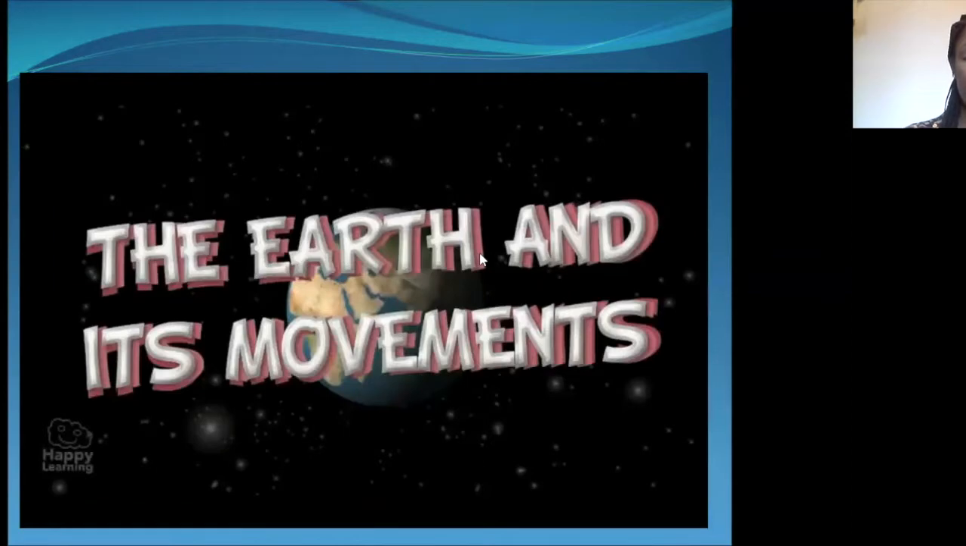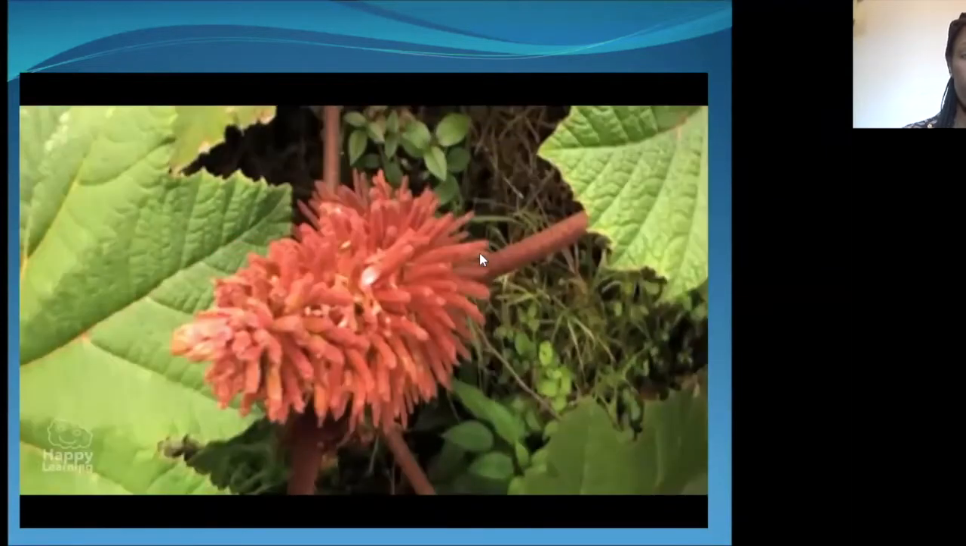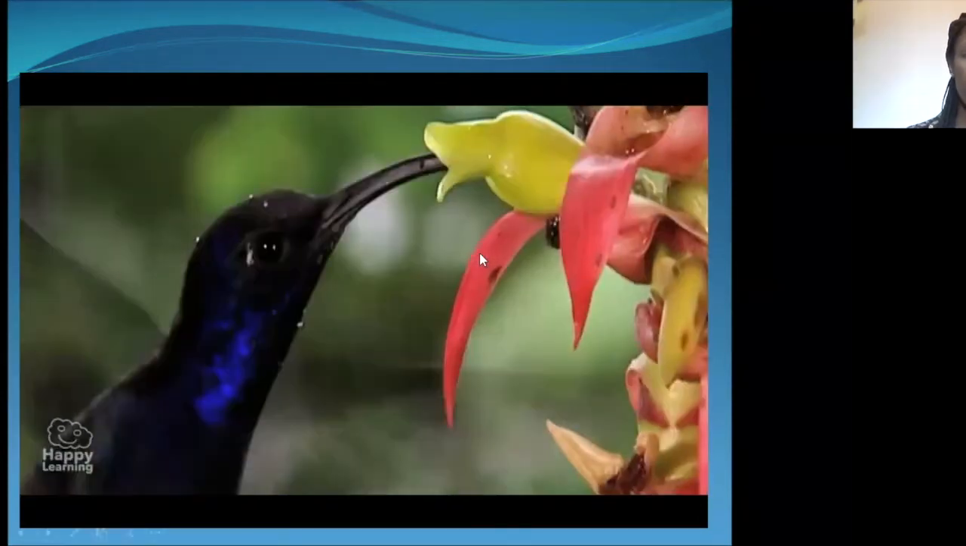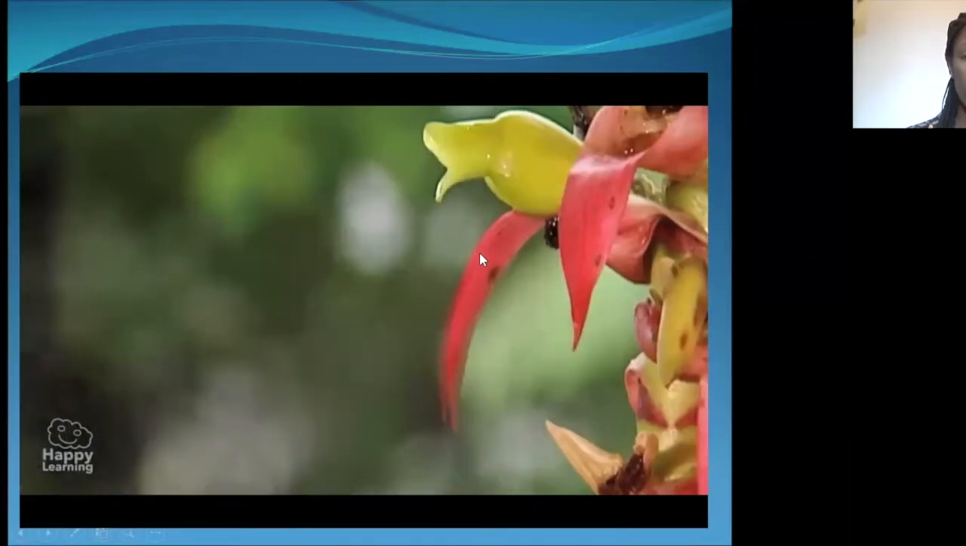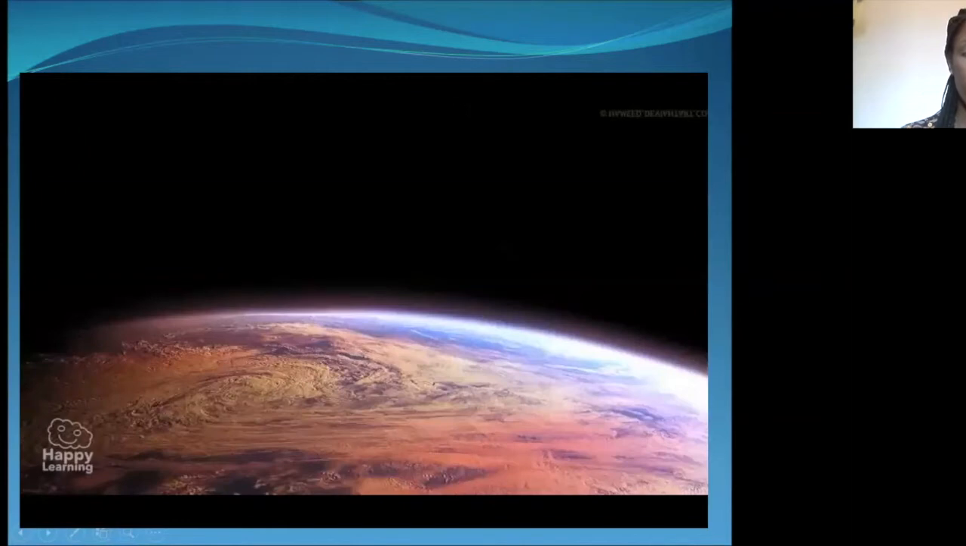The Earth and its movements. The Earth is the third planet from the Sun. And it has a unique characteristic that no other planet we know has. It's the only one that has life on it. Life of all types, plants, animals. Its average temperature is 15 degrees Celsius, and because our planet also has water and an atmosphere, it is the perfect place for life.